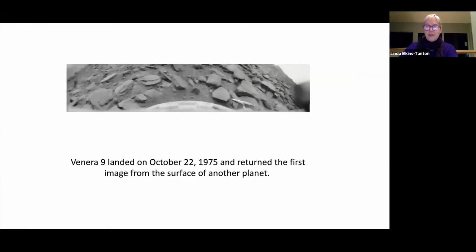So here we go. Venera 9 landed on Venus on October 22nd, 1975, and it returned the very first image from the surface of another planet. So we have seen Venus's surface. 10 of the Venera missions landed on the surface. Venera 3 in 1966 was the very first human-made craft to enter the atmosphere of another planet. Venera 7 in 1970 was the first craft to make a soft landing on another planet. And the Venera missions 9, 10, 13, and 14 all returned photos from the Venusian surface, still the only missions ever to do so.